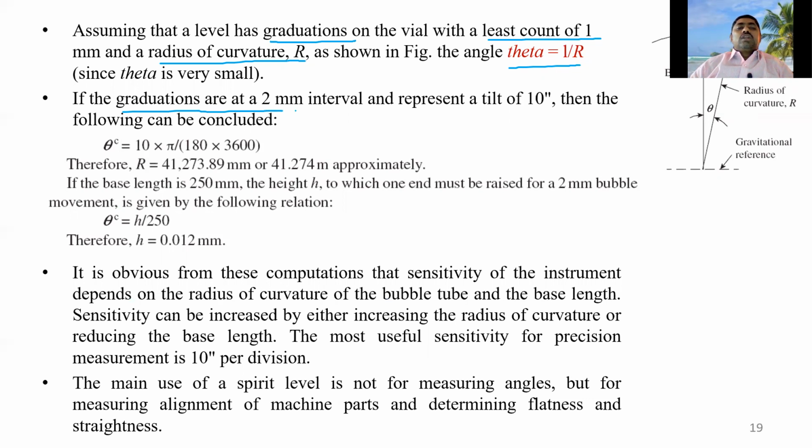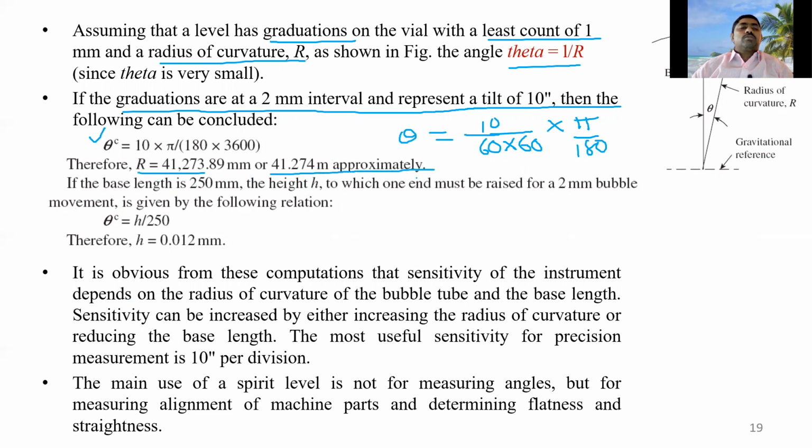If the graduations are at a 2 mm interval and represent a tilt of 10 seconds, then the following calculations can be done. Theta is equal to 10 seconds. If you convert this into minutes, you have to divide by 60. If you convert into degrees, again you divide by 60. And if you multiply this by pi by 180, you get the angle in radians. That is theta. By substituting this, you can get the R value. R is equal to 1 by theta, so you will get approximately 41.274.